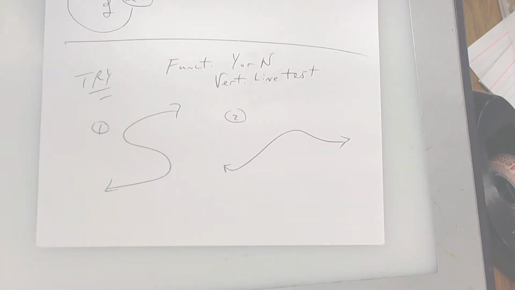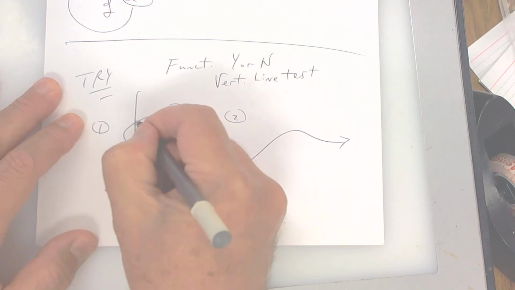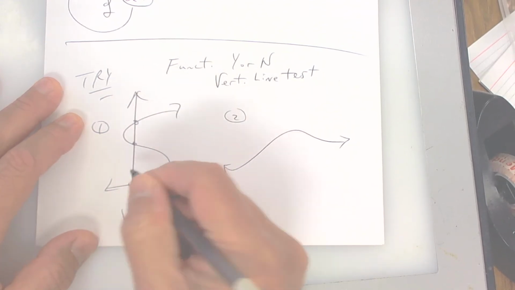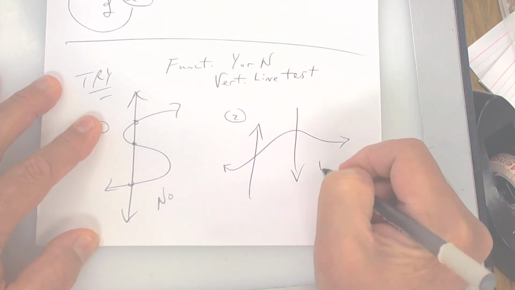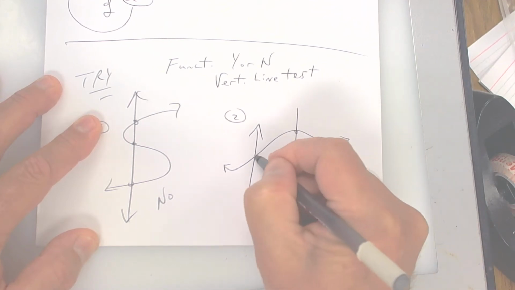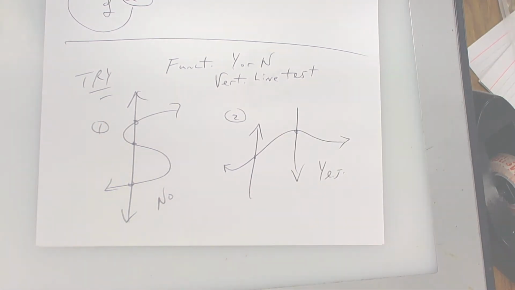Are these functions? This one is no. It fails the vertical line test. This one is yes. No. Yes. If it hits 2 points, then it is not a function. All right, copy these down.